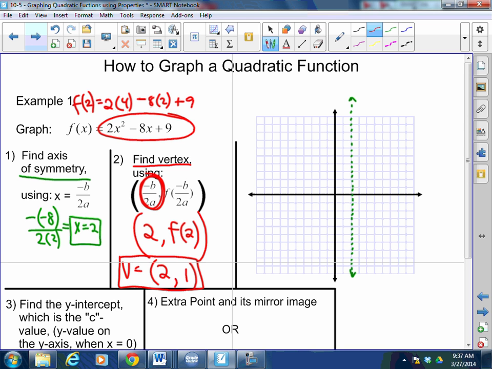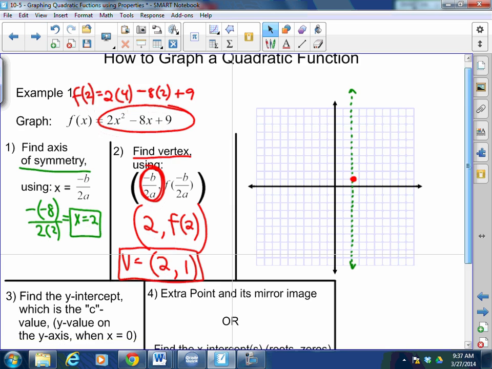This should be really easy, right? We've done these skills already, right, guys? That's why we wait for this time, because we've seen these skills already. So now I have my vertex. Graph it. Graph the vertex. Step 3.